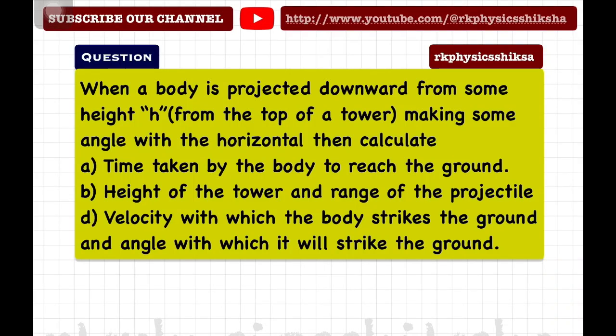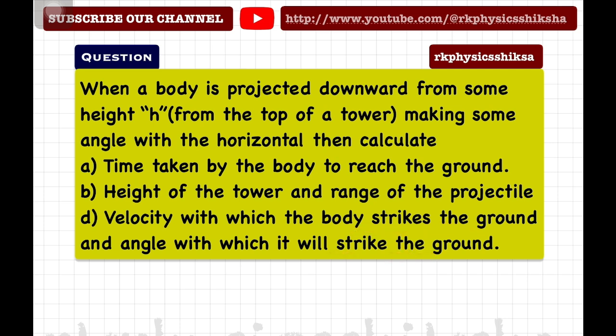Hello everyone, welcome back. In the previous video, we discussed projectile motion from the top of a tower, which is projected upwards. In this case, we are going to discuss the same for a body projected downwards. Here also, we are supposed to calculate the time taken by the body to reach the ground, the height of the tower, the range of the projectile, and the velocity with which it will strike the ground and the angle with which it will be striking the ground.